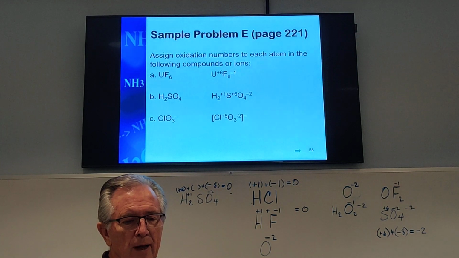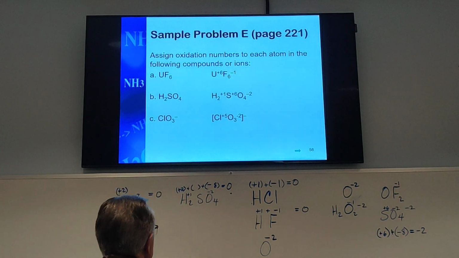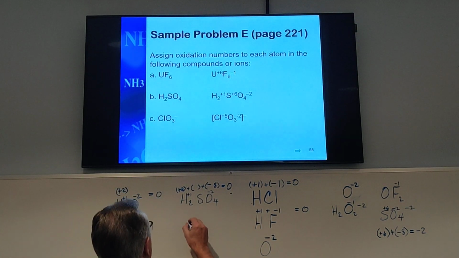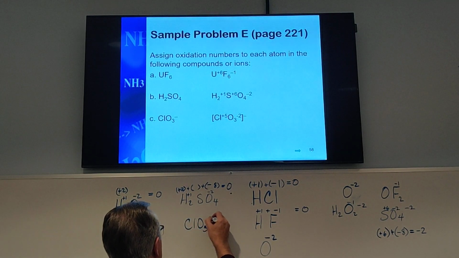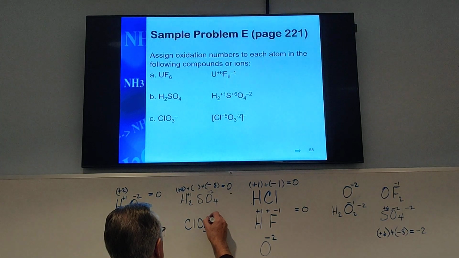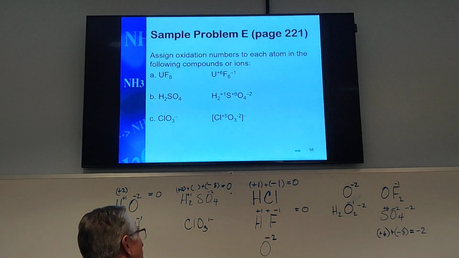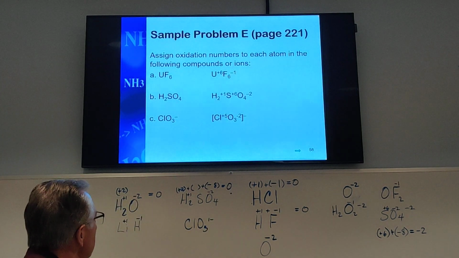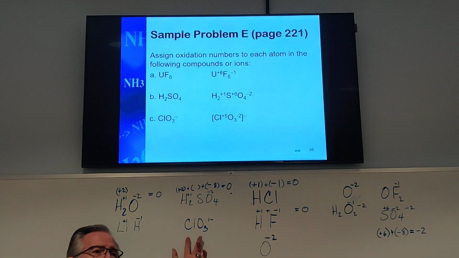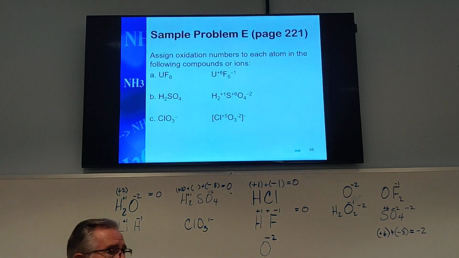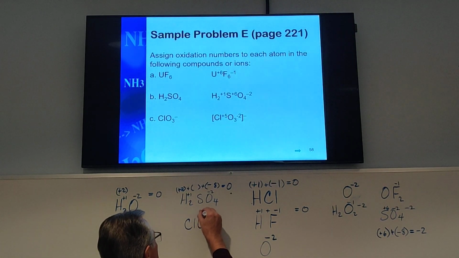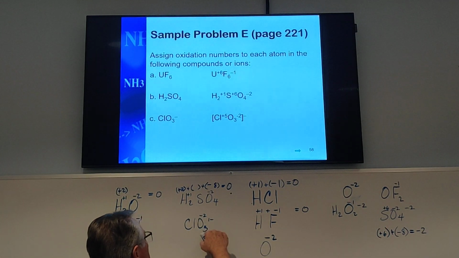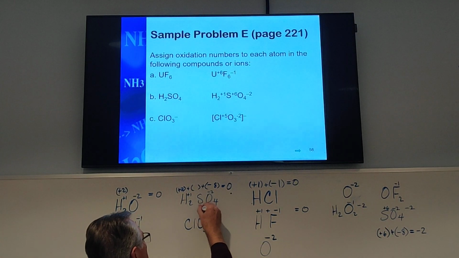Let's do one that's a polyatomic ion. Okay, so here we have chlorate, ClO3, and its overall charge is a 1 negative. Which of these do we have rules for? Oxygen, and it's almost always -2. Okay, there's 3 of them, so that would be a -6.